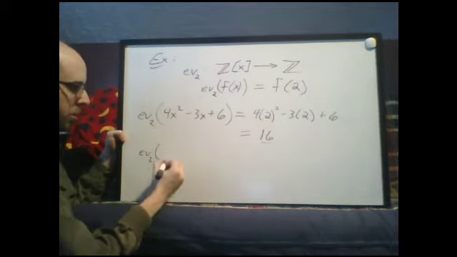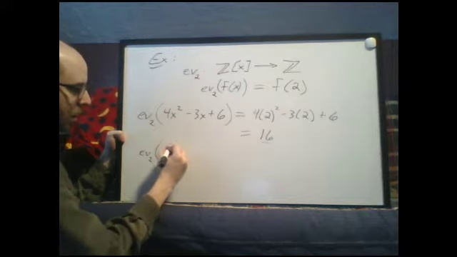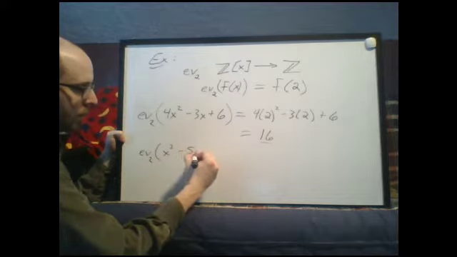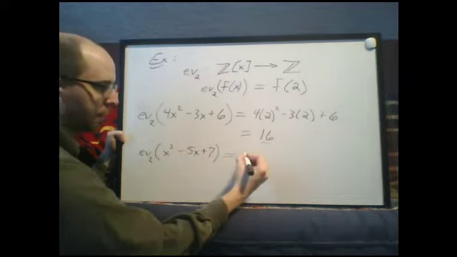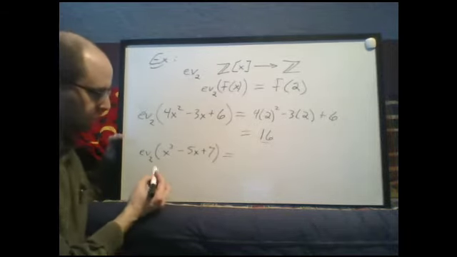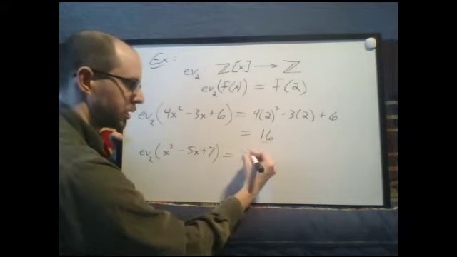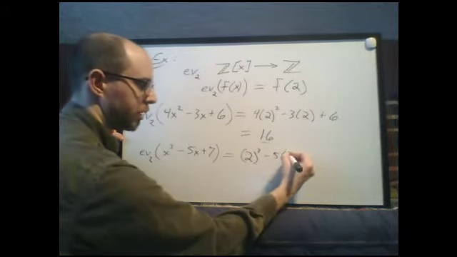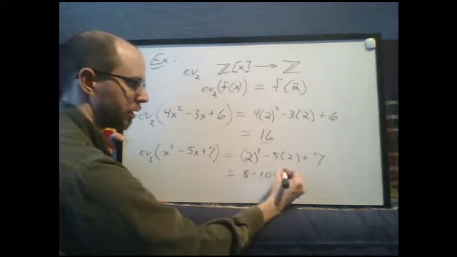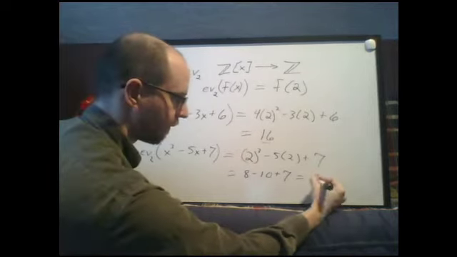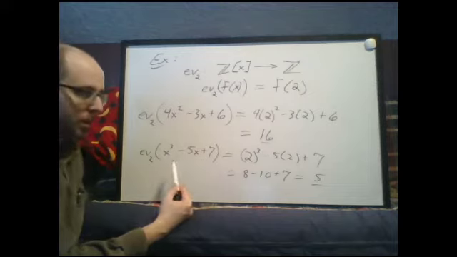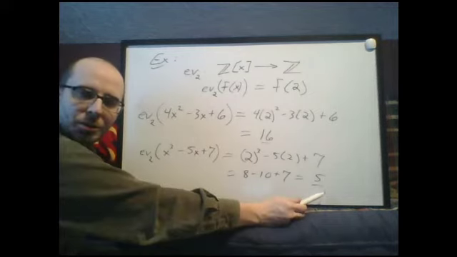EV of a different polynomial, say x cubed minus 5x plus 7. I'm still plugging 2 in, because the function is determined by 2. I plug 2 in for these x's. That's 2 cubed minus 5 times 2 plus 7. So that's 8 minus 10 plus 7. That'll be 5. So for any integer polynomial that I could make up, we have an output associated by this function.